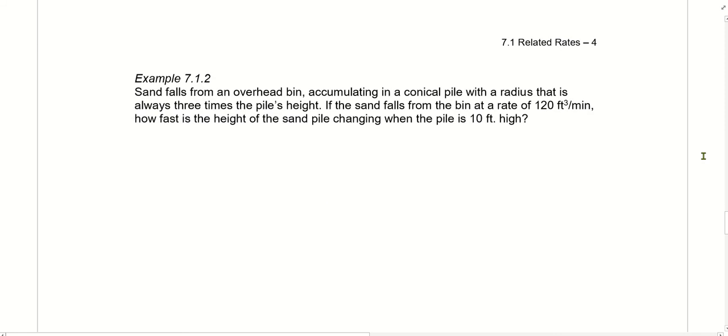All right, let's do another one. Again, just to get some practice here with different shapes, different calculations, all this sort of stuff. So in this next example, we have sand falling from an overhead bin, which is accumulating in a conical pile with a radius that is always 3 times the pile's height. If the sand falls from the bin at a rate of 120 feet cubed per minute, how fast is the height of the sand pile changing when the pile is 10 feet high?